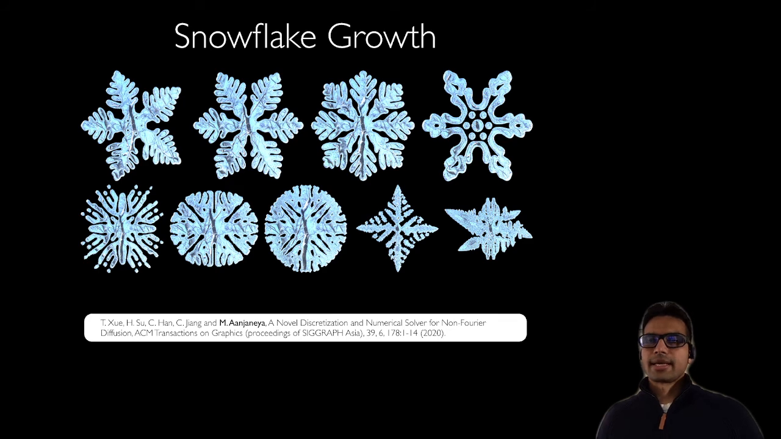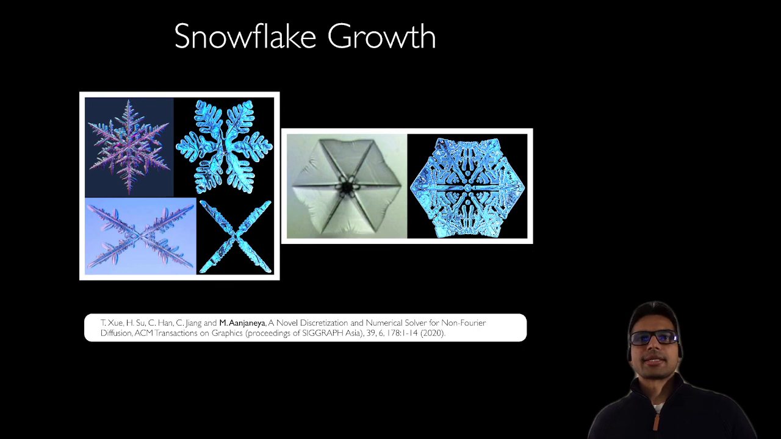And again, these are not just of visual value because there are certain patterns that cannot be described by Fourier-based diffusion, but they actually can be described through non-Fourier diffusion. So this cross pattern that you see on the left, or this hexagonal pattern that you see on the right, are both only described by non-Fourier diffusion, as we show here.